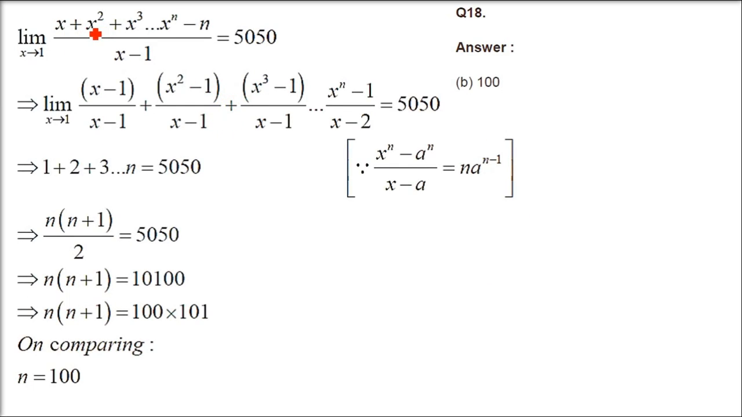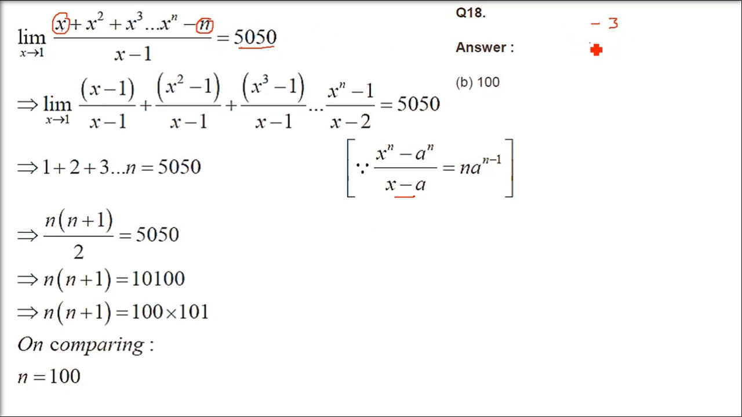Now this is limit of x plus x square plus x cube up to x raised n, minus n, by x minus 1. So this is equal to 5050. One thing in this is very important that you need to know: x raised n minus a raised n by x minus a is n a raised n minus 1, if the limit is x tending to a. So when the limit is x tending to a only, then this is okay. So I am saying minus n. How are we going to write minus n? This minus n is important.